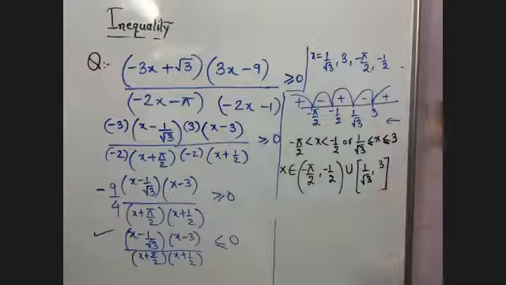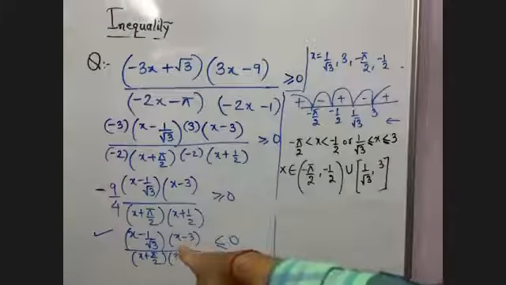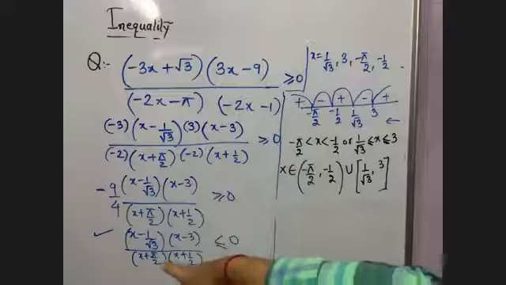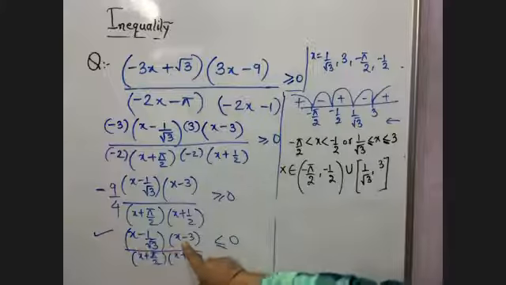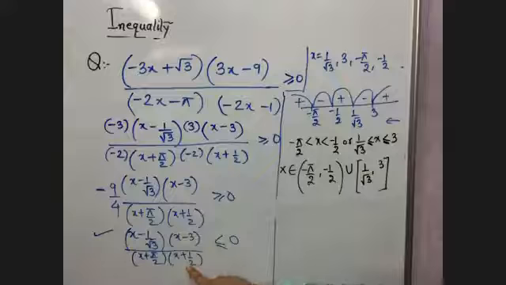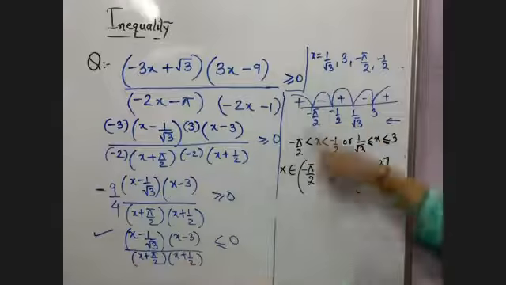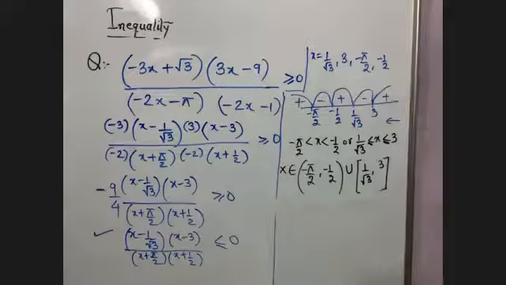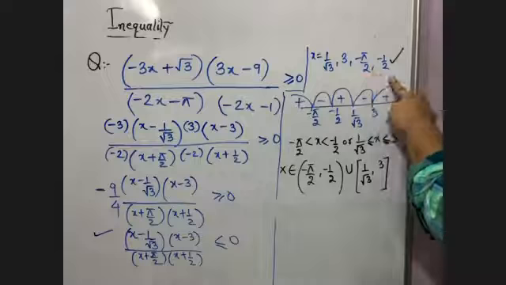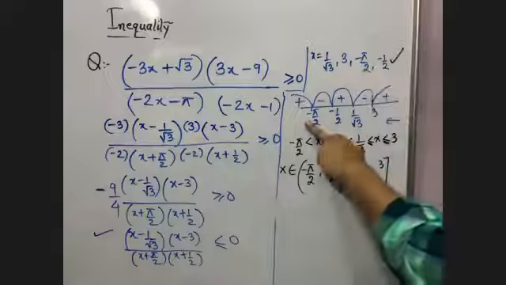Look at this, beta. Now I am going to equate every factor equal to 0. This is equal to 0, this is equal to 0, this is equal to 0, this is equal to 0. From here, I'm getting 4 values of x. Till here, I hope everybody understood. Now, I'm going to plot these on a number line in increasing order.